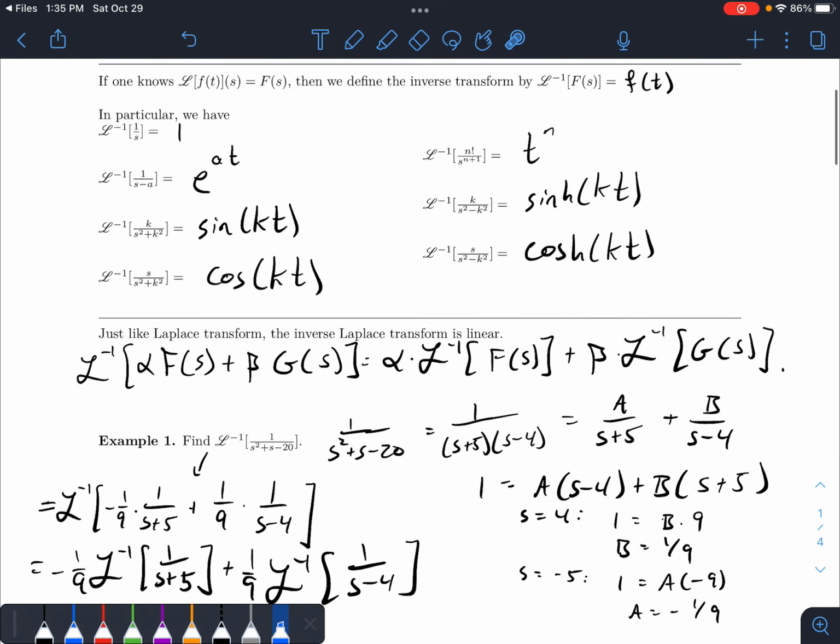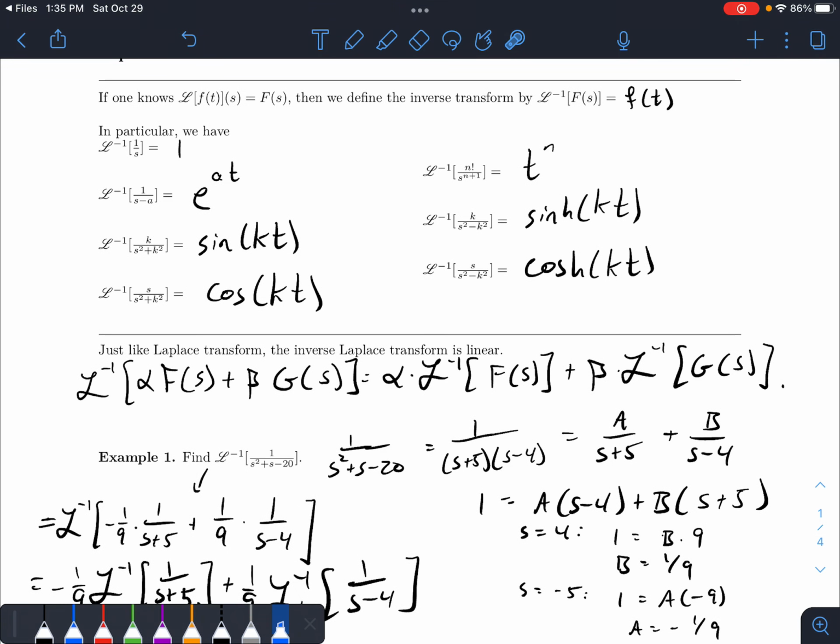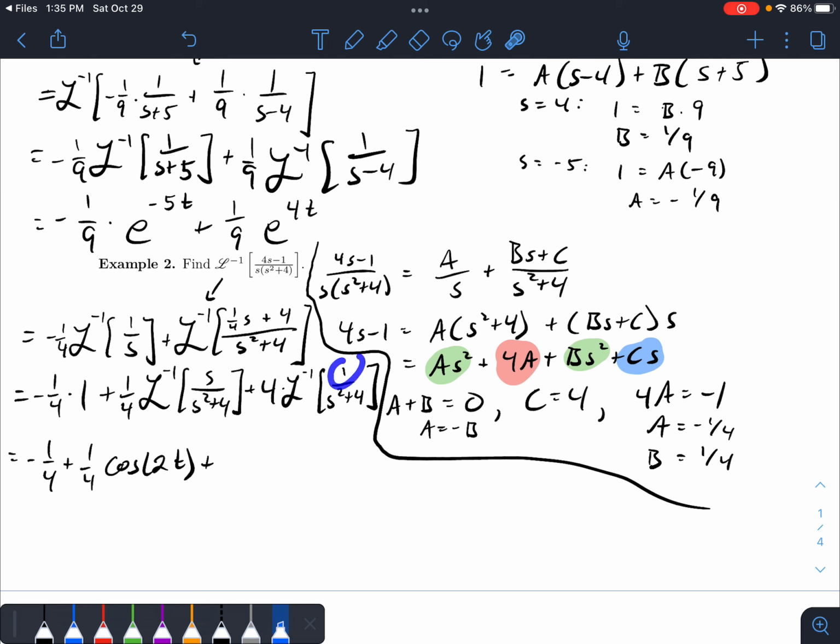Okay, and then what about this one right here? The inverse Laplace of 1 over s squared plus 4. It's a constant over s squared plus 4, so our k, again, is going to be 2 because we have s squared plus k squared. But our numerator is supposed to be a 2, and our numerator is a 1. We want it to be k over s squared plus k squared, so it needs to be 2 over s squared plus 2 squared.